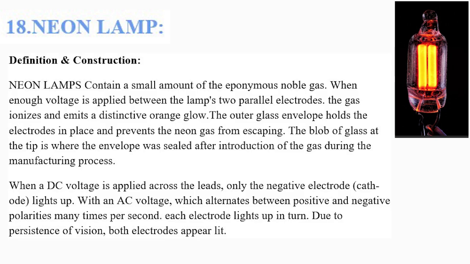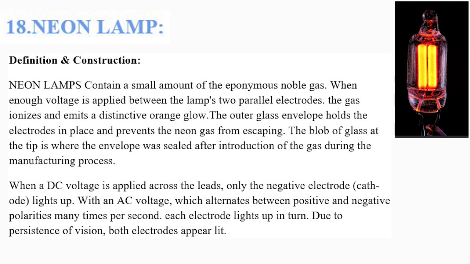At 18, we have neon lamp. Definition and construction. Neon lamp contains a small amount of noble gas. When enough voltage is applied between the lamp's two parallel electrodes, the gas ionizes and emits a distinctive orange color. The outer glass envelope holds the electrodes in place and prevents the neon gas from escaping. The bulb of the glass at the tip is where the envelope was sealed after introducing the gas during the manufacturing process.